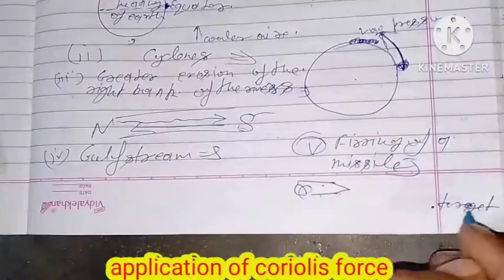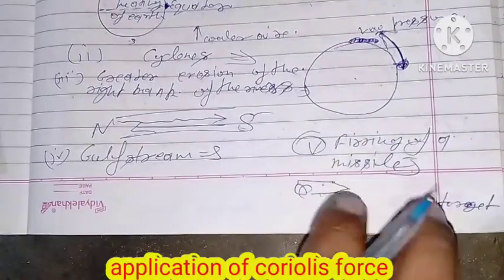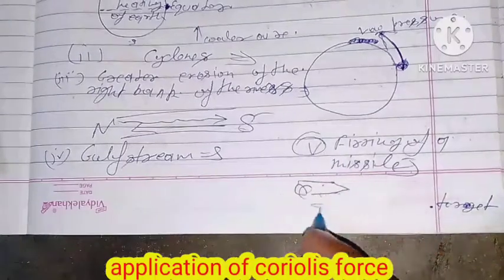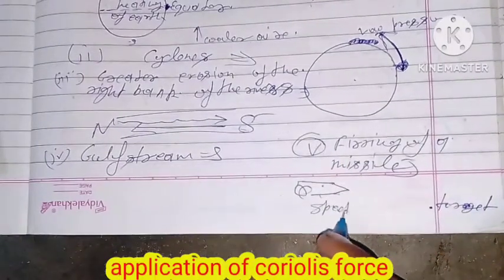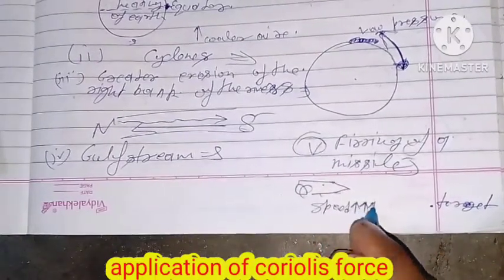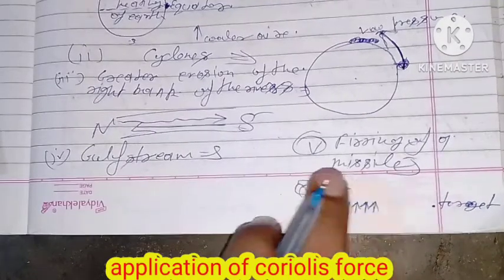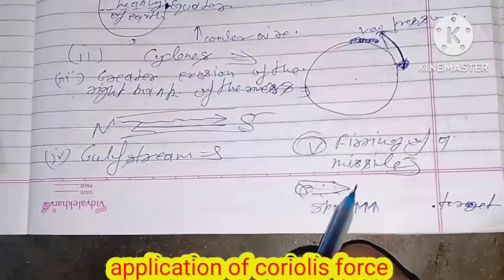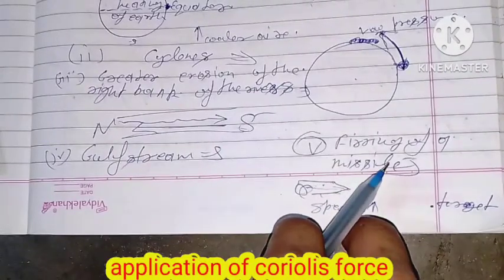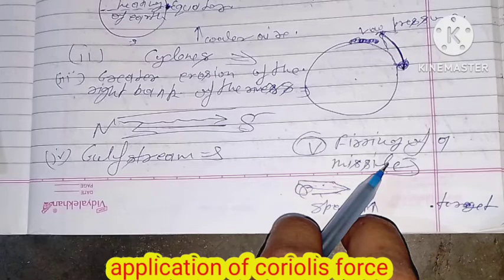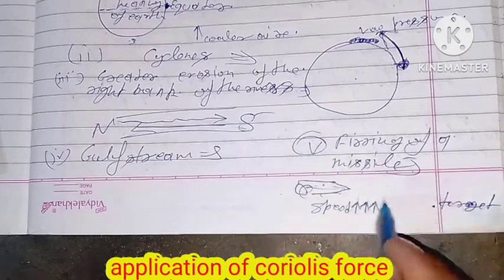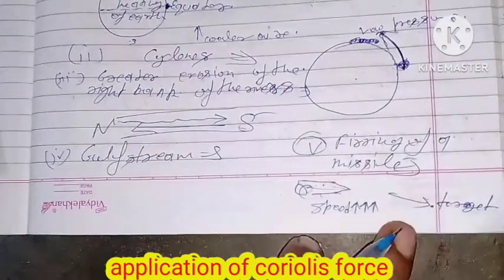The speed of a missile is very large. Therefore, while firing a missile, the deviation due to Coriolis force is taken into account in calculating the direction of the target.